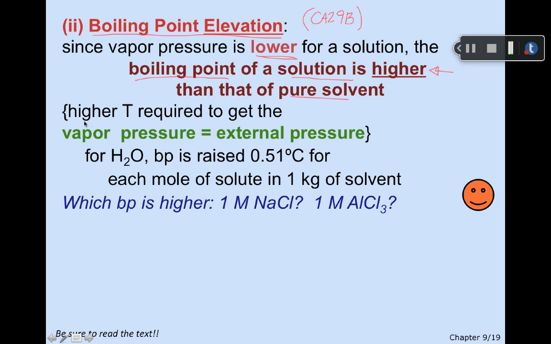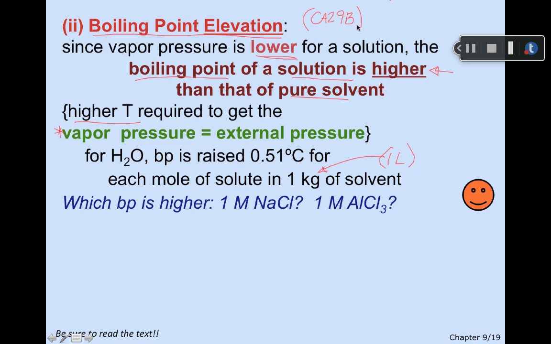And so that tells you that it requires a higher temperature to get the vapor pressure equal to the external pressure, which is when the liquid, whatever it is, solution or solvent, is going to boil, when the vapor pressure equals the external pressure. For aqueous solutions, the boiling point is going to be raised about 0.5 degrees Celsius for each mole of solute in 1 kilogram of solvent, and for most purposes, the kilogram of solvent is essentially 1 liter. We're not going to look at the specific examples where that's not the case.